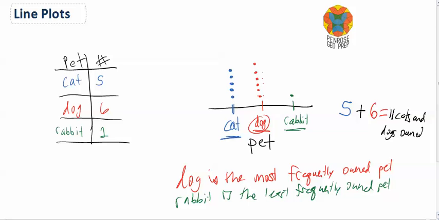owned in the neighborhood. So overall, using a line plot instead of a table lets us easily compare the size of each group without looking at the specific number.